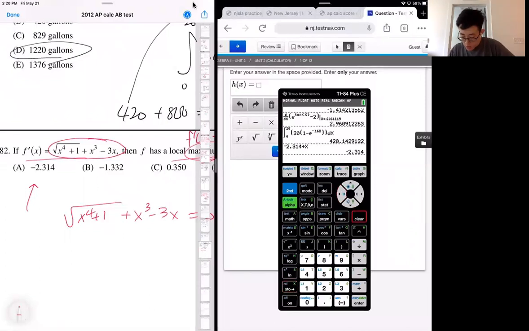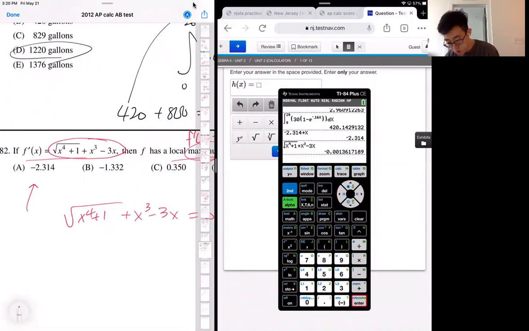Okay, so then I'm going to say square root of x to the power of 4 plus 1, and then I move right 1 and the square root plus x to the power of 3 minus 3 to the 3x. And I get negative 0.0013617189. All right, so that's really close to being zero here, but it's still not quite 0, right?